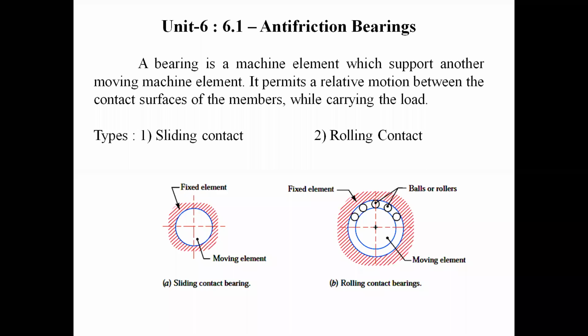Sliding contact bearing में क्या है? There is a moving element and a fixed element. In between that, there is lubrication. Nothing more than that. Whereas in rolling contact bearing, you'll find that the moving element and fixed element are separated by balls or rollers. So that is the basic difference between sliding contact bearing and rolling contact bearing. Rolling contact bearings are very common. We can see rolling contact bearings in everyday life. There are a lot of examples. Okay, so let us go further.